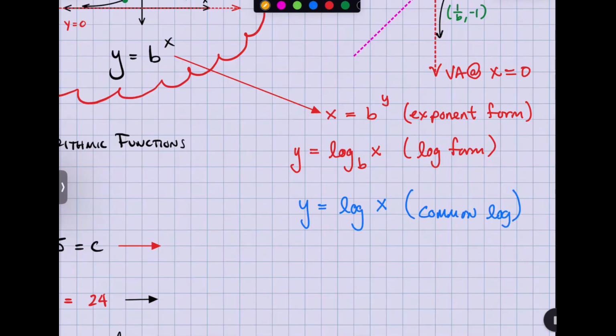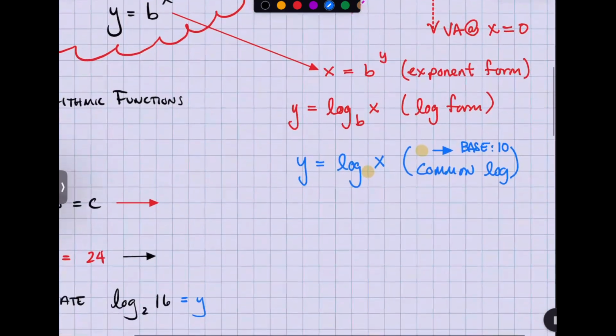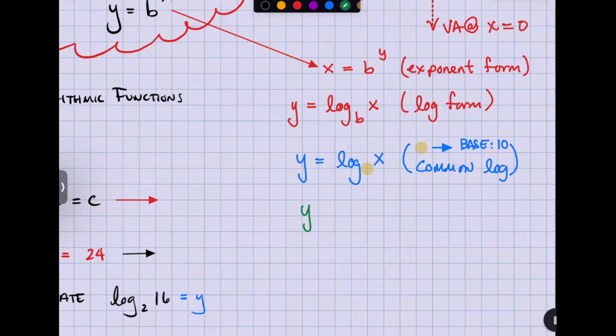As you see, you don't see a base right there, do you? Well, when there's no base, you know what that means? The base is 10. That's why it's called a common log. And on your TI, when you look at it, you see log and you see ln. Those are two different logs on there. The other one is your ln. This is called your natural log.